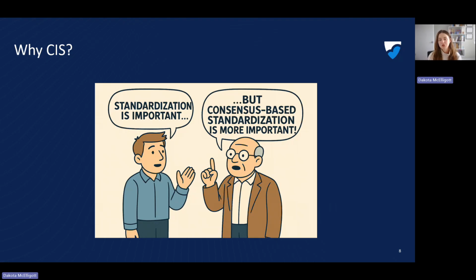So when organizations choose CIS, they aren't just checking a compliance box, right? They're aligning with a standard that has already been evaluated, debated, and validated by hundreds of people who live and breathe this specific security type every single day. And that's what gives CIS its credibility and why it's trusted across sectors, from small businesses all the way up to highly regulated environments.